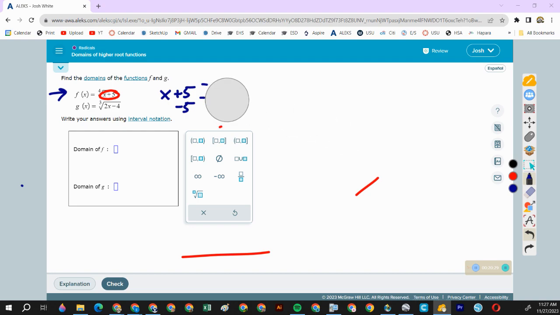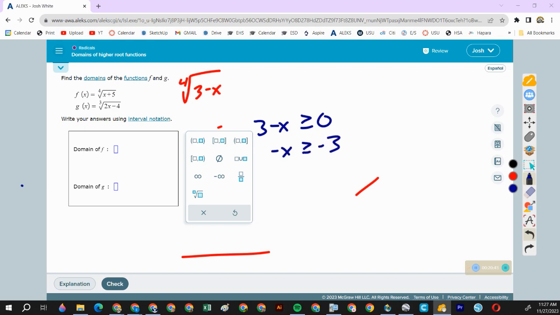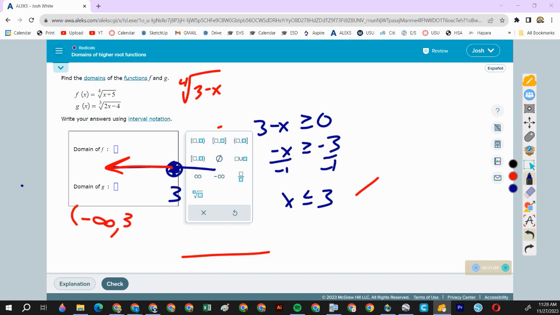Okay, what if I had the fourth root of 3 minus x? So 3 minus x must be greater than or equal to 0. Subtract the 3, divide by negative 1, and I get x is less than or equal to 3. So what does that look like? That would be a 3 with a closed circle, and we would shade to the left. What is the smallest number in that set? Negative infinity, parenthesis or bracket? Parenthesis. And 3 gets a bracket.